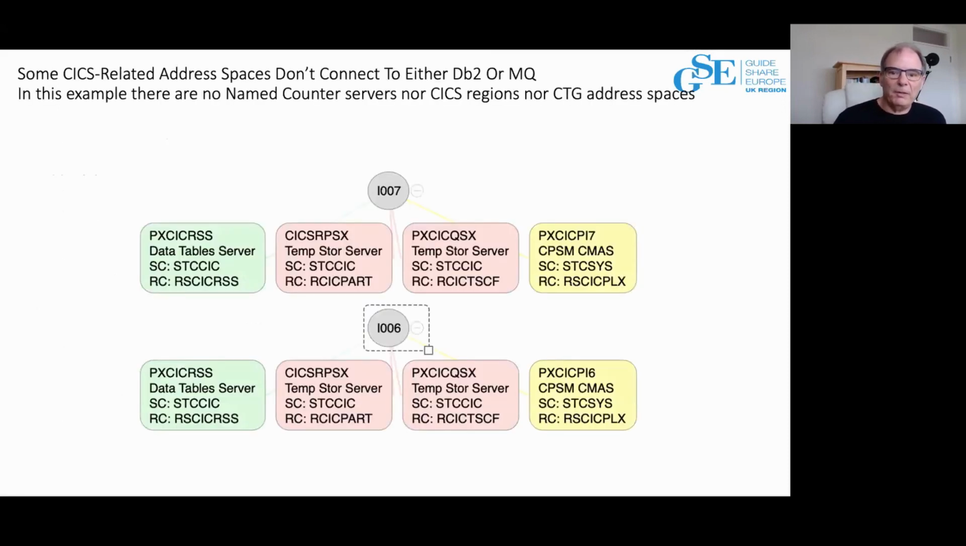Okay, so very briefly, I said you could tell things like temporary storage server and data table service from the program name. Here's an example of doing that. And here are the CPSM CMASs as well, color coded, how nice. And actually there was a naming convention here for the CMASs relative to the LPARs they sit on, all from SMF 30. Now in this example, there aren't any named counter servers, and there aren't any CTG address spaces, and there aren't any CICS regions that don't attach to either DB2 or MQ, which might be architecturally interesting.